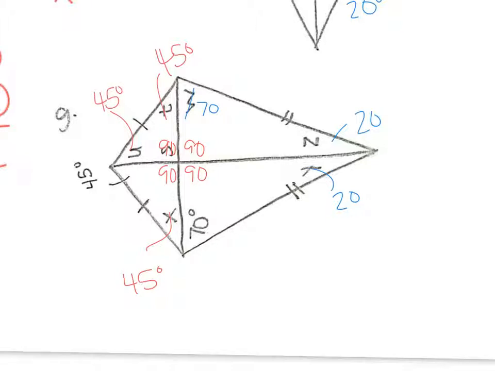So remember with the kite, when you're talking about the segments, that these two segments are congruent, right here. It does not mean that these two segments are congruent. Just these two are.